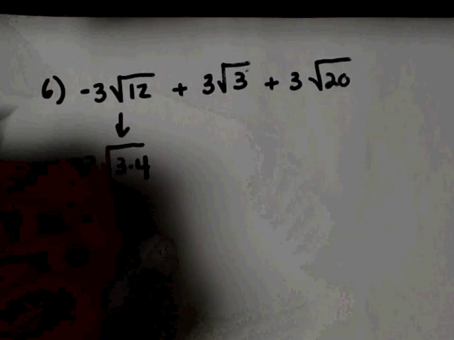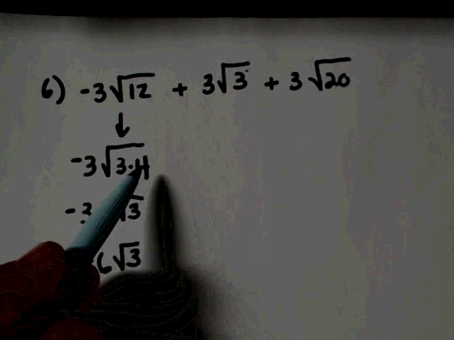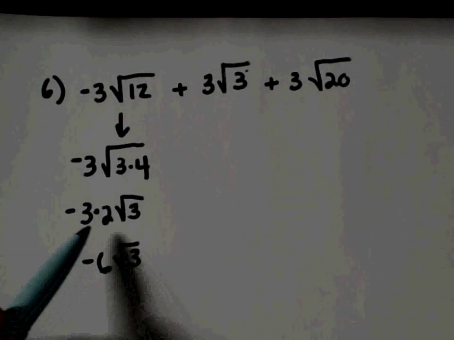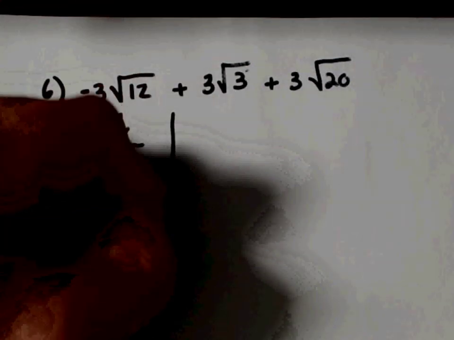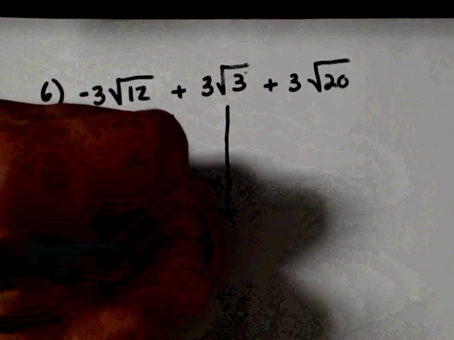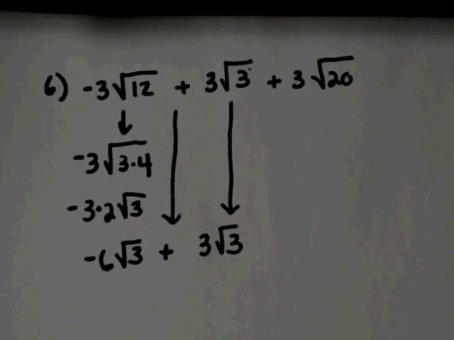Do y'all agree with that? Okay, because this 4 is simplified down to come out. All right, we're going to bring down the plus sign. This one can come straight down. It needs no more simplifying because 3 is prime.